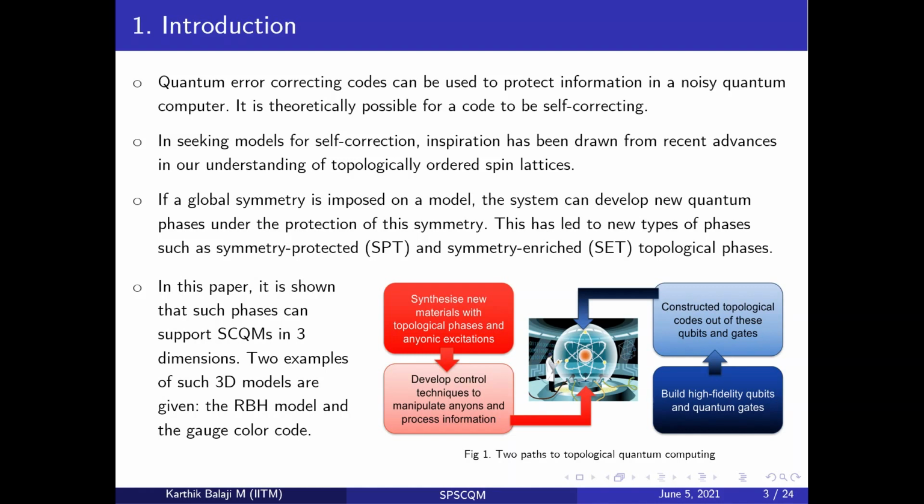In this paper, it is shown that such phases can support self-correcting quantum memory, so SCQMs, in 3 dimensions. Two examples of such models are also studied, which are the RBH model and the gauge color code, which we'll be seeing soon.